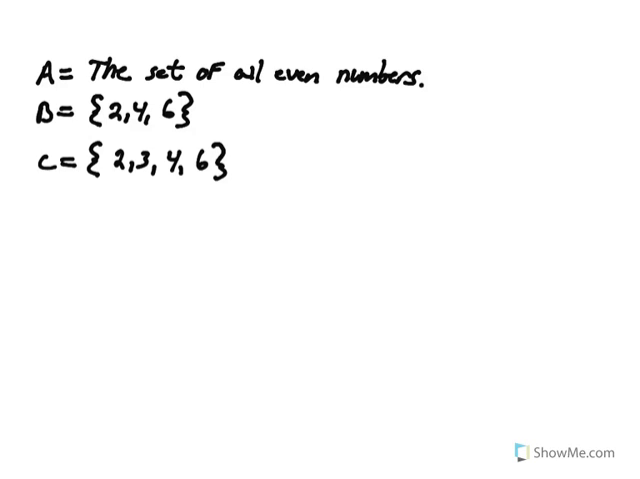Okay, so in this case here, B is going to be a proper subset of A, because B has fewer elements than A did. All right, A has the set of all even numbers, every single one of them. B only has 2, 4, 6. So B would be an example of a proper subset.